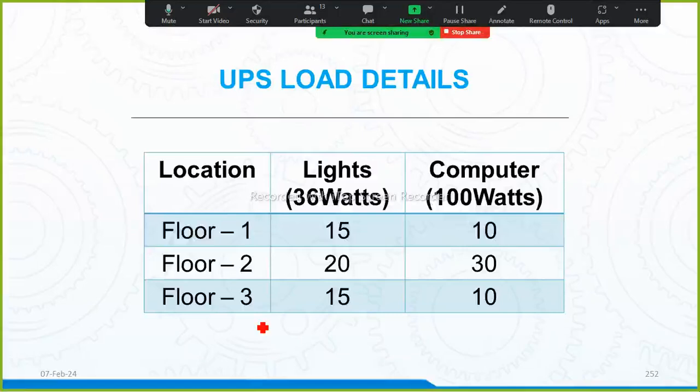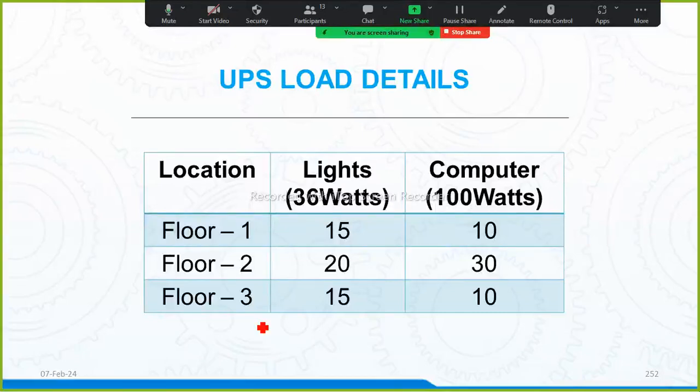But in reality, what happens, for every flat we need to put a UPS, right? For every flat we need to put a UPS, or for every floor we need to put a UPS. Then you need to take whatever load is required by the client, and according to that load, to meet that load, what size of UPS we require, that we are going to calculate. So here I have taken a small example, assuming a 3-floor building.